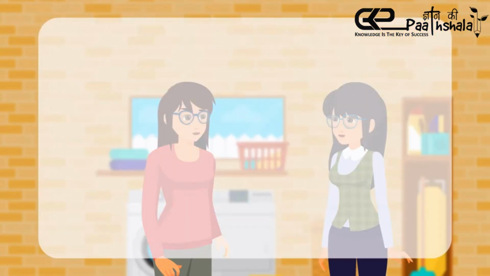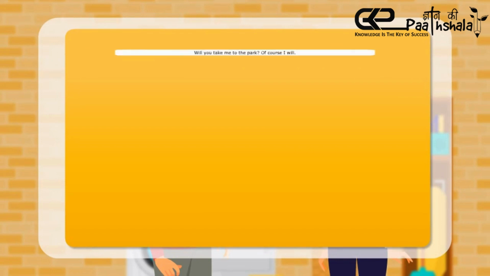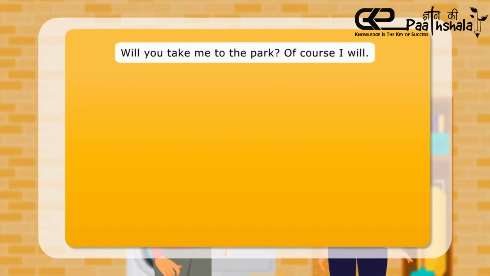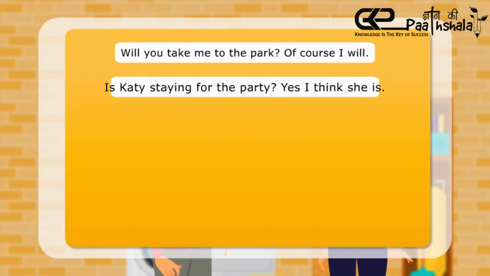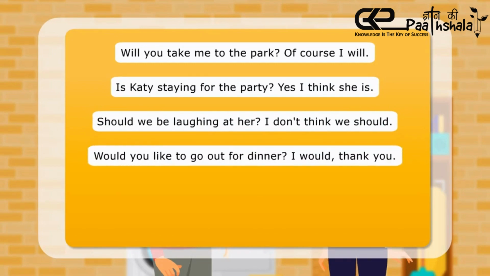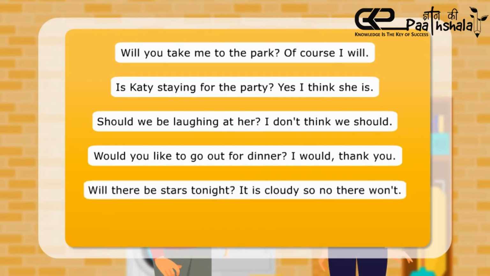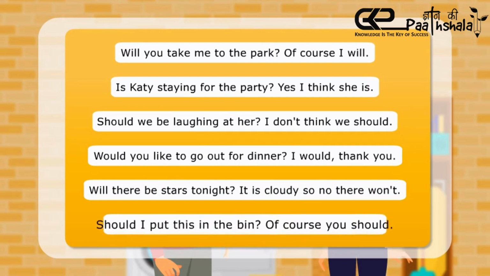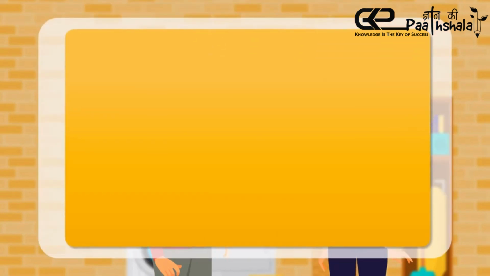Here are some more example sentences. Will you take me to the park? Of course I will. Is Cathy staying for the party? Yes, I think she is. Should we be laughing at her? I don't think we should. Would you like to go out for dinner? I would. Thank you. Will there be stars tonight? It is cloudy, so no, there won't. Should I put this in the bin? Of course you should.